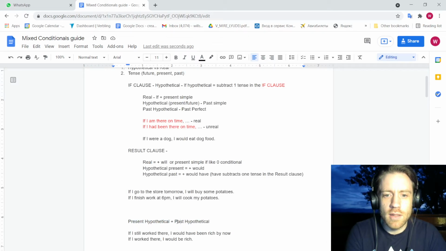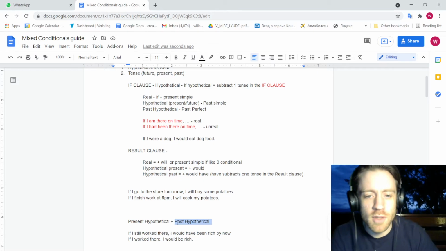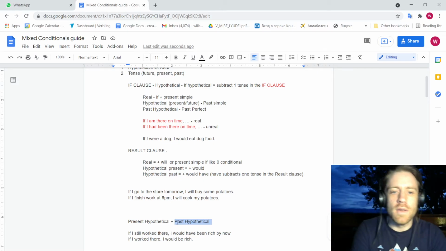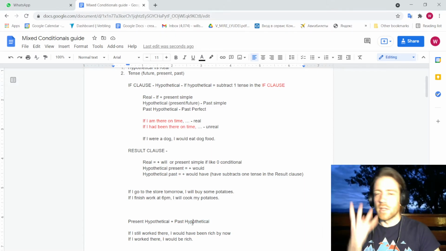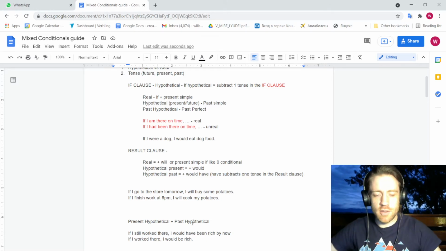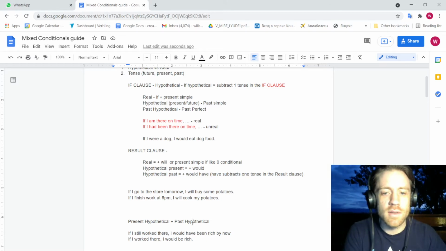So how about next sentence we make it past hypothetical? You can't do this in a normal conditional, right? This would be a combination of the second and third conditional, which just isn't acknowledged by the four conditional structure, which is ridiculous. It should definitely be included because this is a completely normal sentence. So, if I still worked there, I would have been rich by now. "Would have been" is here.